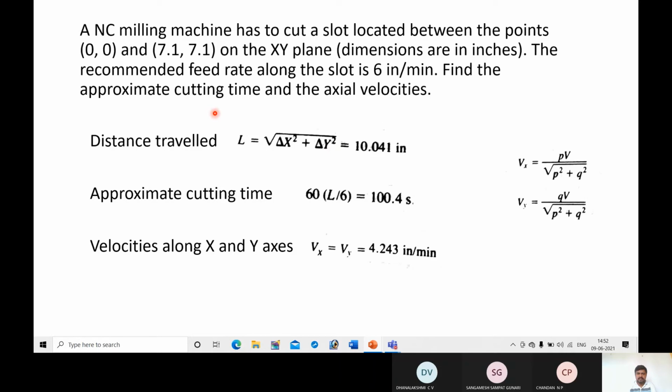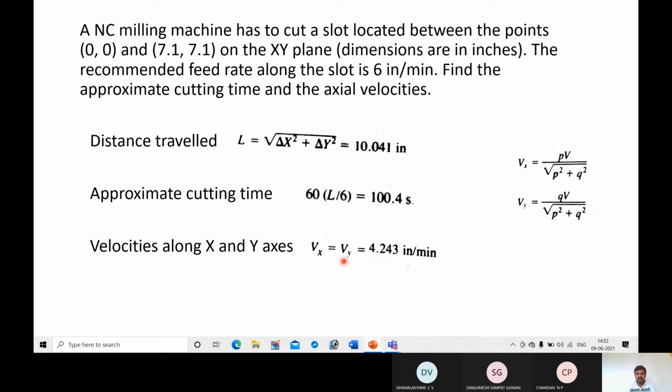Next, the distance traveled divided by the feed rate, that is 6. Okay, L by 6, so you will get cutting time in terms of minutes. If you want cutting time in terms of seconds, then multiply it with 60. If you want to keep it in minutes, just L by 6 is sufficient. That will give you the value in minutes. If you want to convert that into seconds, multiply it with 60.